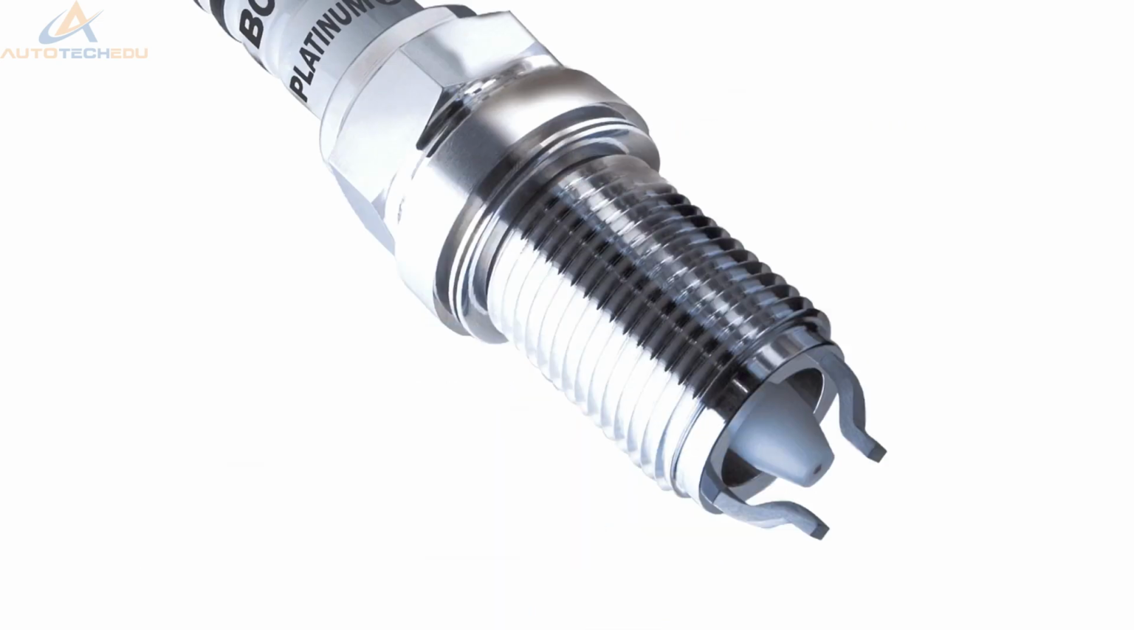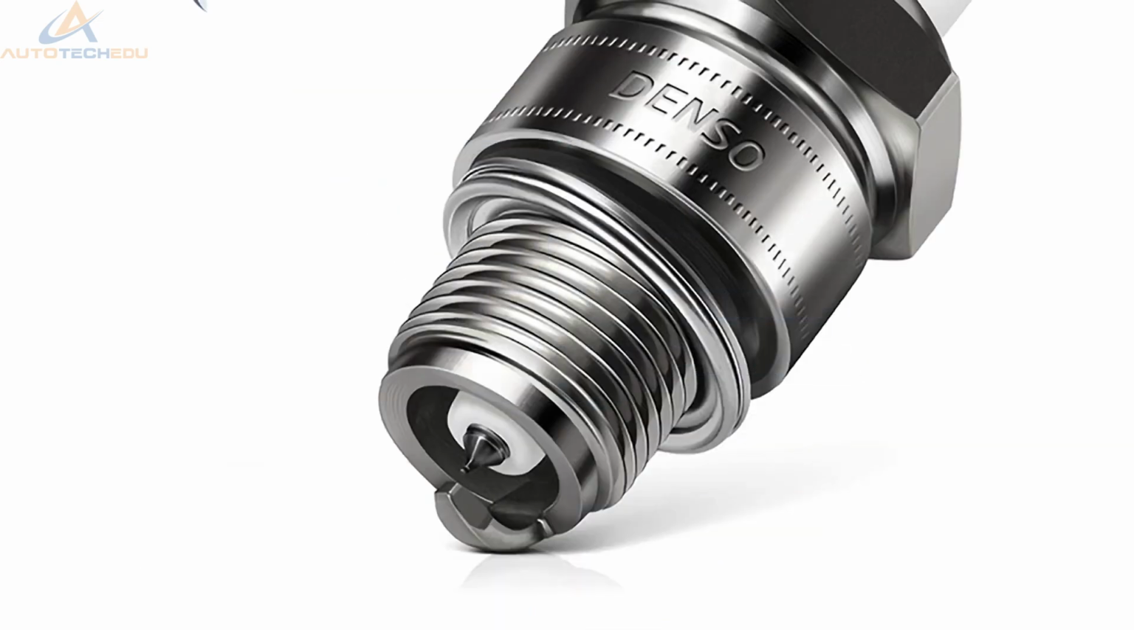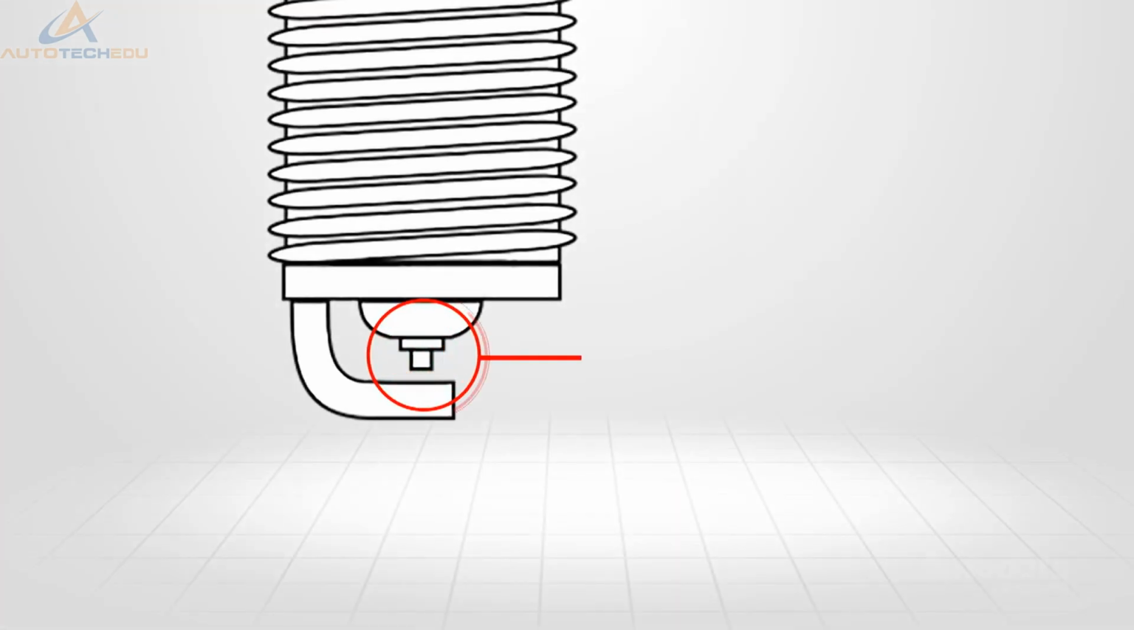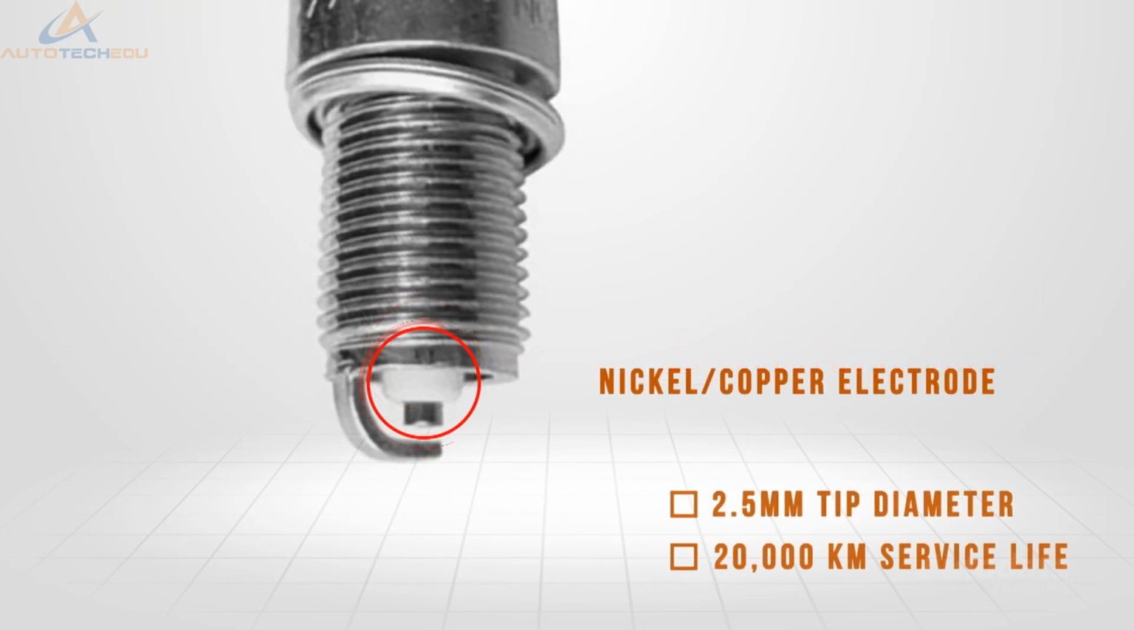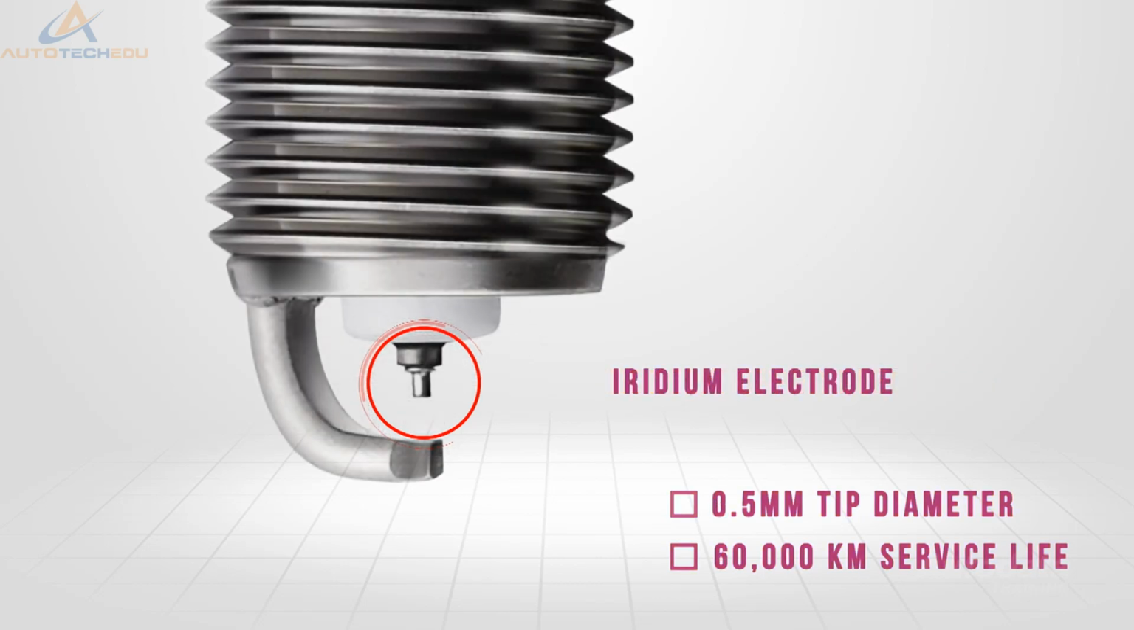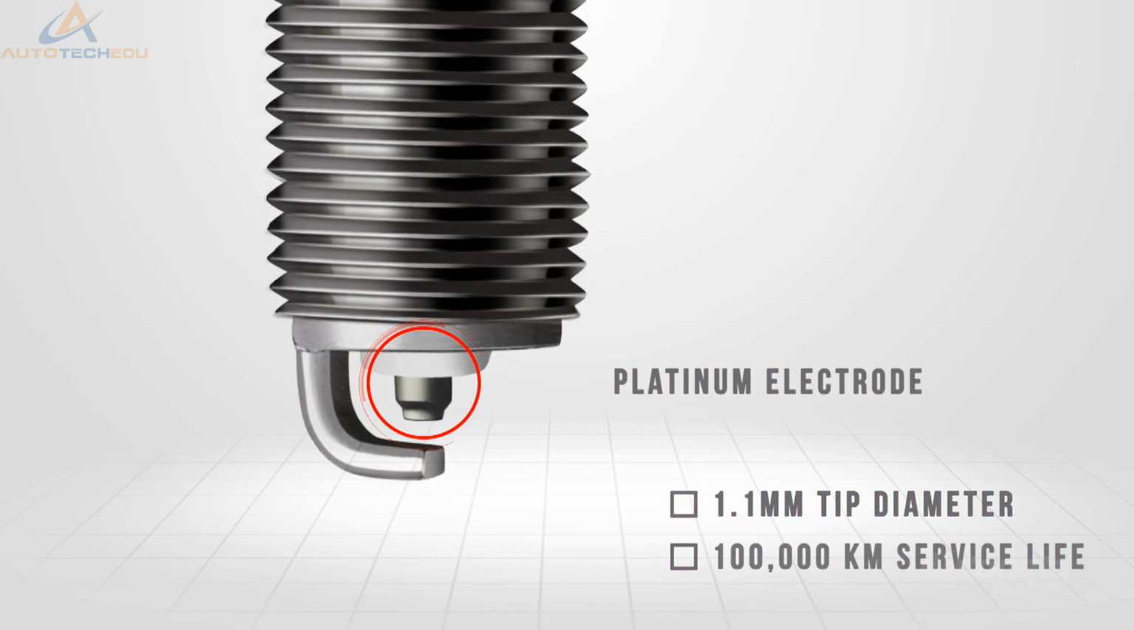The design and shape of the ground or centre electrode plays a very significant part in the plug's ongoing performance. The ability of these metals to perform under duress can be best observed in the size of the electrodes. A typical nickel-copper alloy electrode has an average diameter of 2.5 millimetres, with a service life of around 20,000 kilometres. An iridium centre electrode only needs to be about 0.5 millimetre in diameter, with a service life of around 60,000 kilometres. A platinum centre electrode has an average diameter of 1.1 millimetres, with a service life of around 100,000 kilometres.